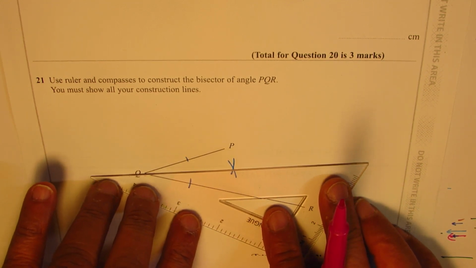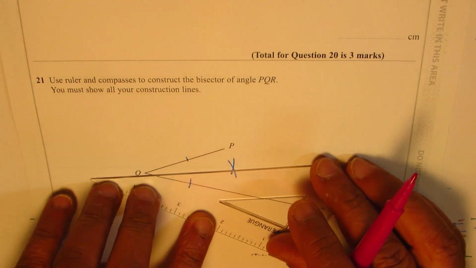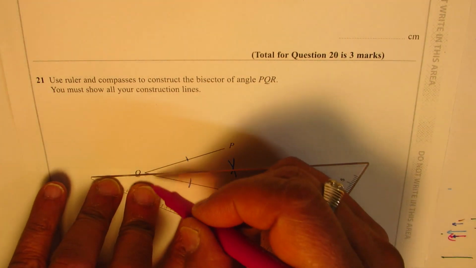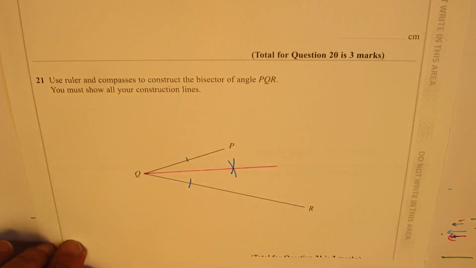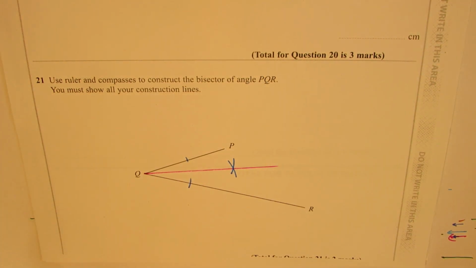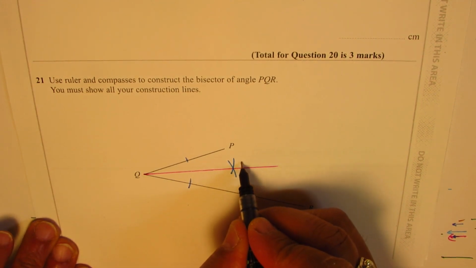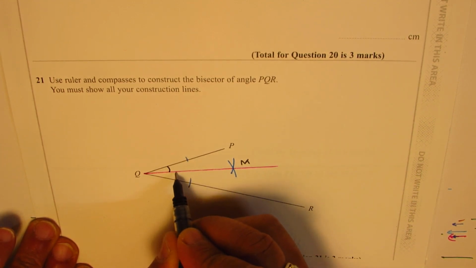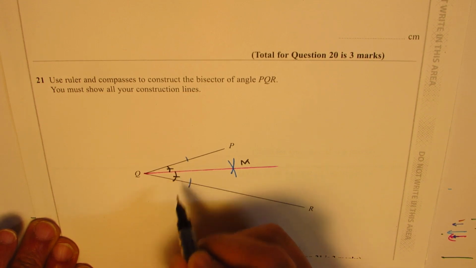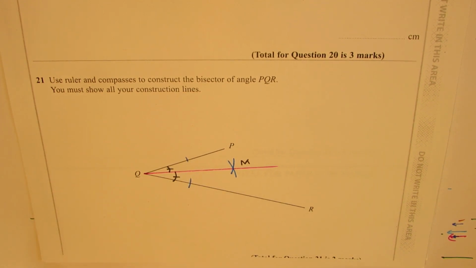So that is how we do it. Let's join from Q to this point. So that becomes the bisector. Is that clear to you? So that is how we bisect it. Let's call this point M. So that becomes the bisector. That means these 2 angles will be equal. I hope the steps are absolutely clear.